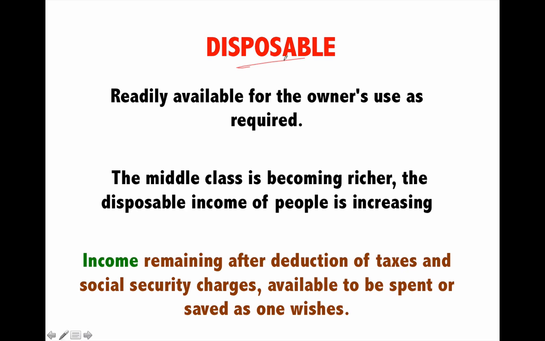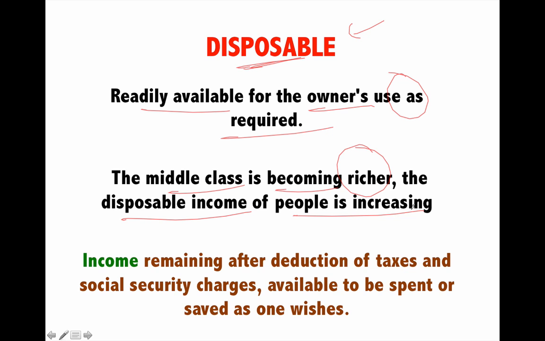Now, disposable, therefore, means readily available for the owner's use as required. Please note, it is not disposal, it is disposable. So, for example, there is another important quality of this word disposable. It is used in economics or economy. For example, the middle class is becoming richer. The disposable income of people is increasing. Or you can also say the disposable assets or disposable income.